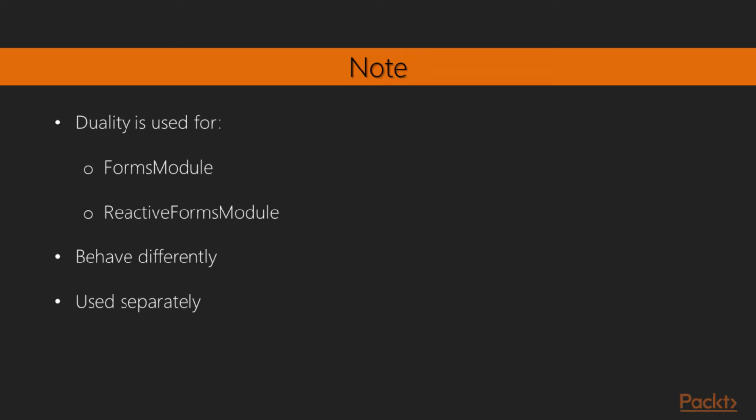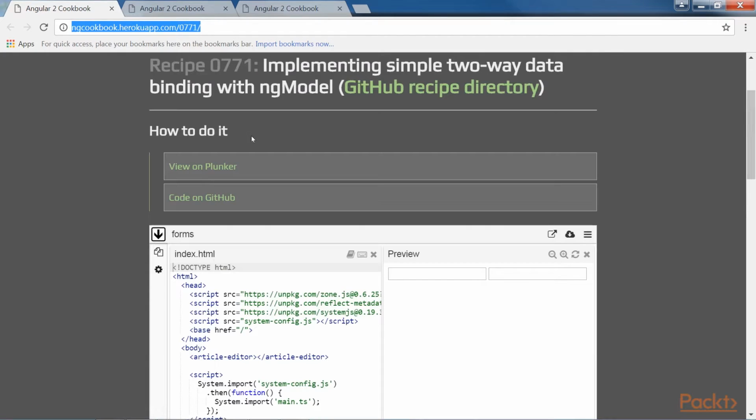Before we proceed, you should know one thing. In this video, be aware of the duality of the use of Forms module and Reactive Forms module. They behave very differently and are almost always used separately when it comes to form construction. Angular 2 still has two-way data binding, but the way it behaves is a bit different than what you're used to. This video will begin with a very simple example and then break it down into pieces to describe what it's actually doing.